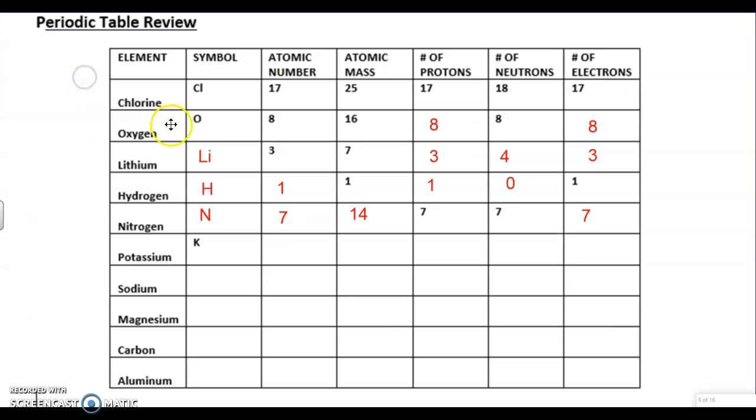Let's take a look at our periodic table review, because we want to make sure we're able to calculate, using our periodic table, the number, mass, protons, neutrons, and electrons.